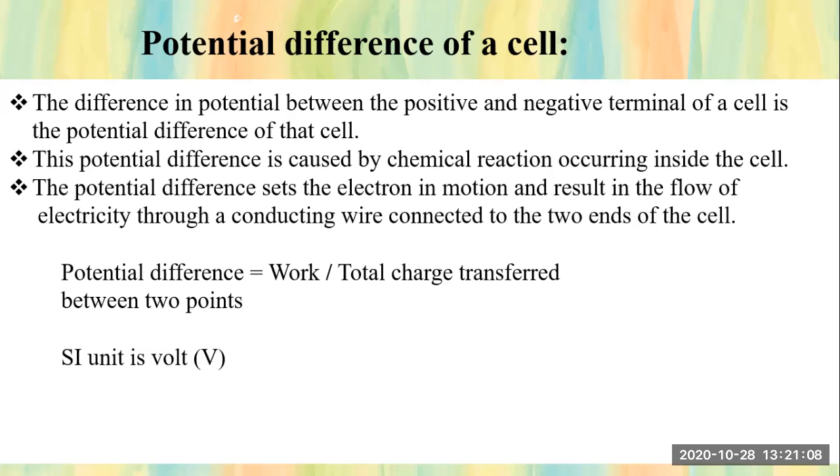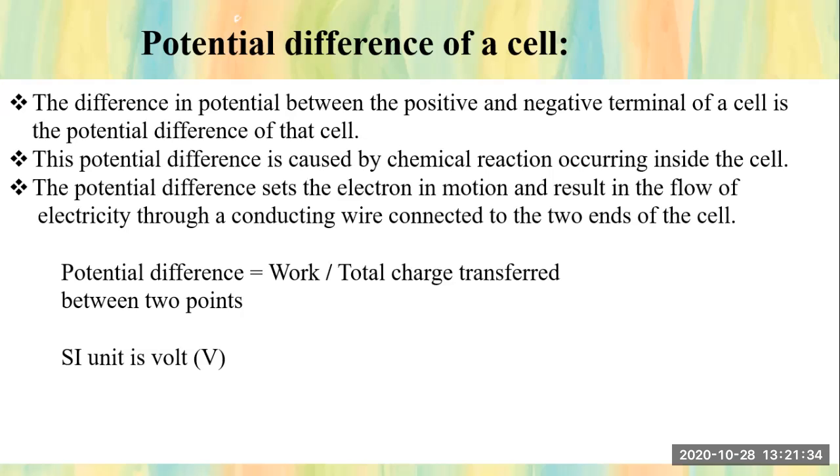So the difference in the potential between positive and negative terminal of a cell, that is termed as what? That is termed as potential difference of that cell. Understood this first point? Now we are going to the second point. This potential difference is caused by chemical reaction occurring inside the cell.